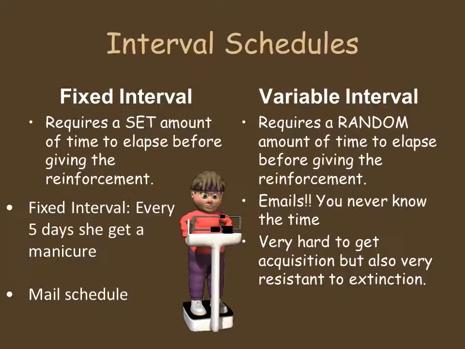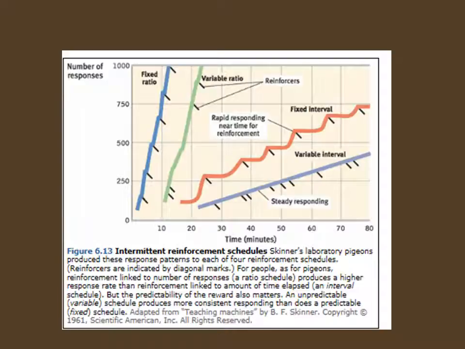Variable then is going to be a random time. You never know what time of day it's going to happen. Emails, you never know what time of day that's going to happen. It requires a random amount of time to elapse before you're given a reinforcement. It's very hard to get acquisition, but again, it's very hard to have extinction take place. So if you take a look at the schedule, the number of responses are listed all the way on the left side, and the time is listed on the bottom.